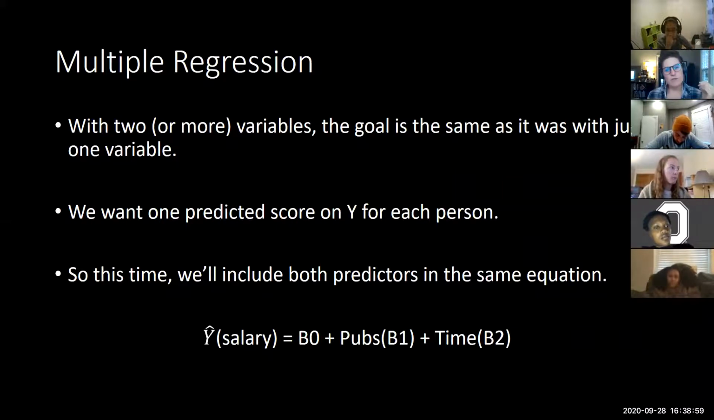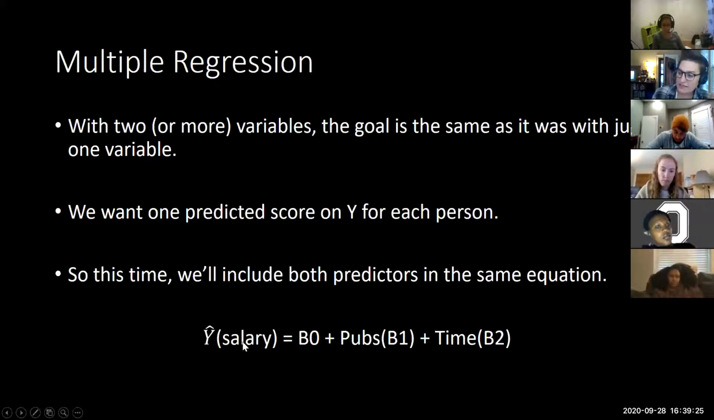Now, if you remember from our individual regressions, the goal of a regression is to get one predicted y-score for every person in your data set. And you'll get it based on values of your predictors. So this time, instead of having just one predictor, we're going to have two. And we'll end up with an equation that looks like this.